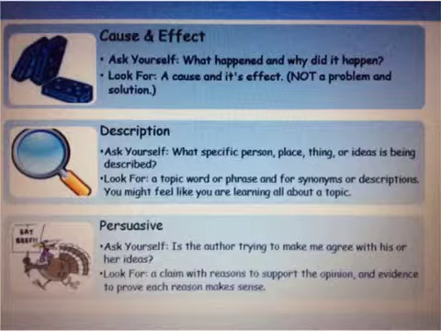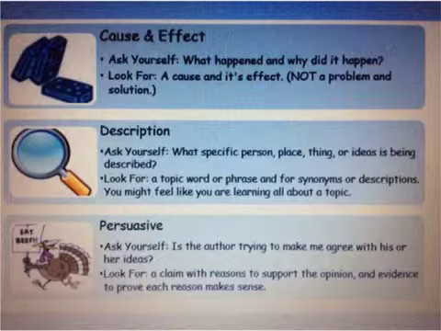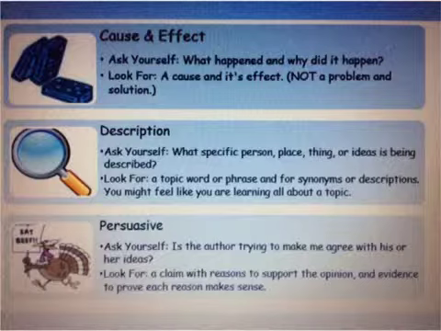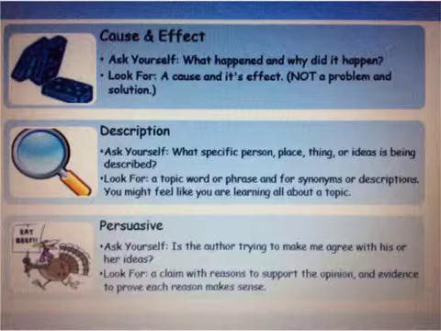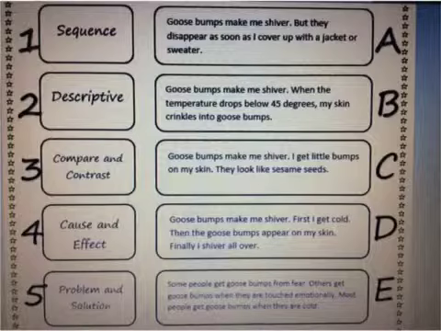With description, you should ask yourself, is there a specific person, place, thing, or idea being described? You might look for topic words or phrases or synonyms or descriptors. You might feel like you were learning a lot about a topic. And last but not least, persuasive. You should ask yourself, is the author trying to make me agree with his or her ideas? Look for a claim with reasons to support the opinion and evidence to provide reasons for that opinion.